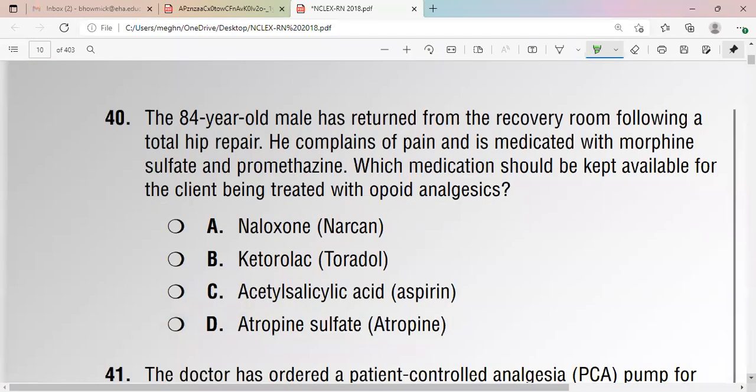Next question goes to here. An 84 year old male has returned from the recovery room following a total hip replacement. He complained of pain and is medicated with morphine sulfate and promethazine. Which medication should be kept available for the client being treated with opioid analgesia?